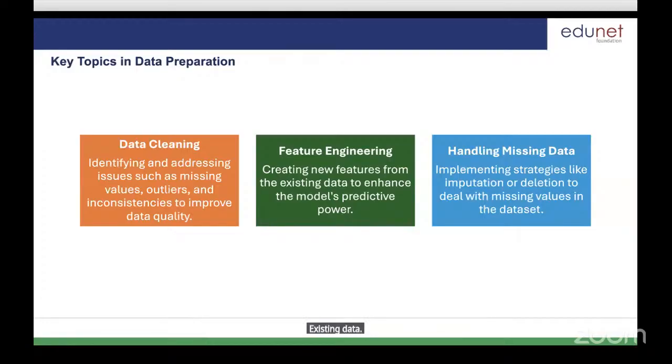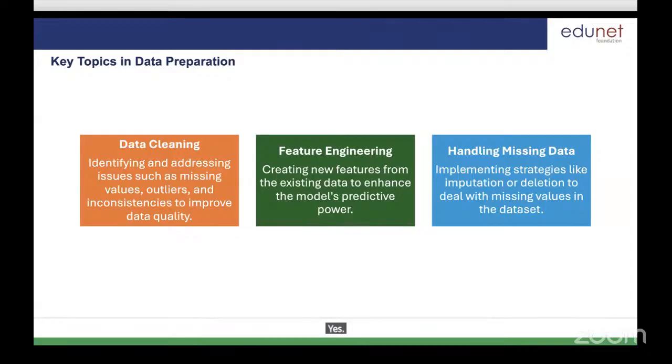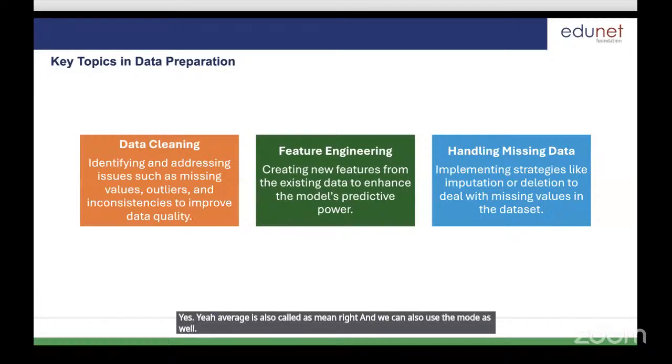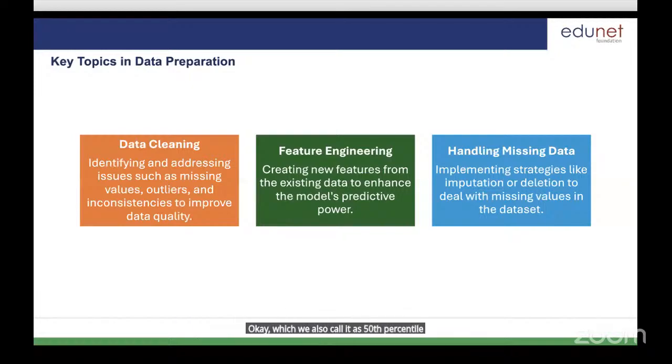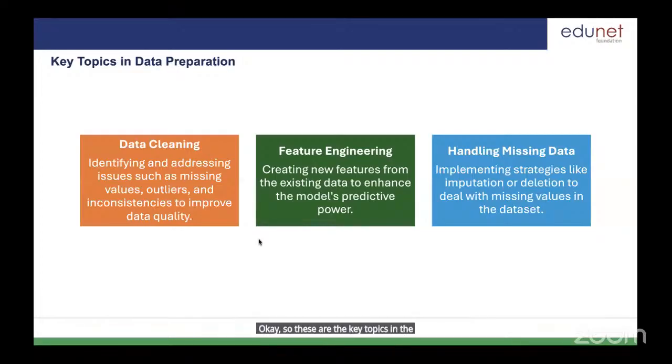Then again, handling the missing data. Handling the missing data can be done in multiple ways. Mainly we implement imputation. For example, we can replace the values with the mean, or median. The average is also called the mean. We can also use the mode as well. The 50th percentile is also called the median. So these are the key topics in data preparation.